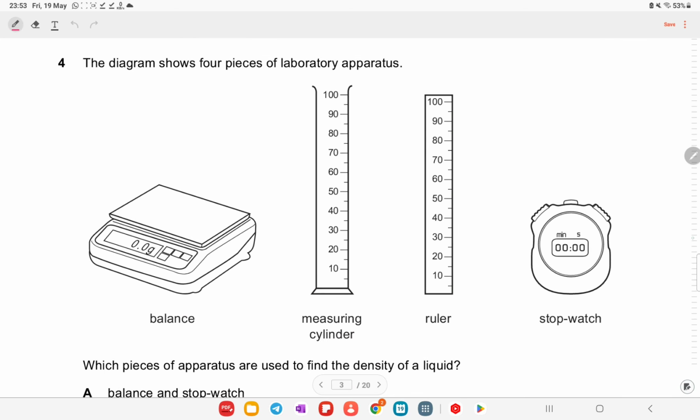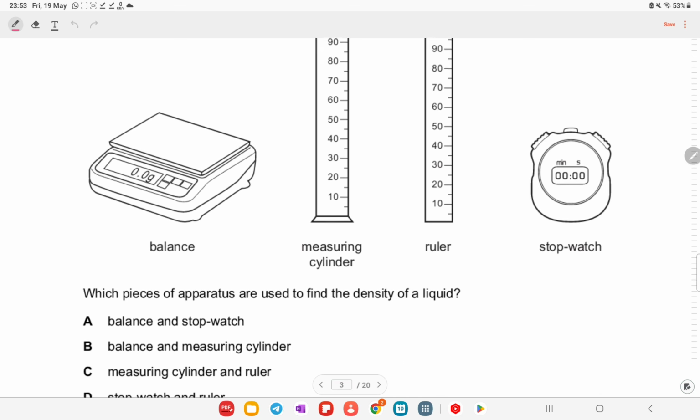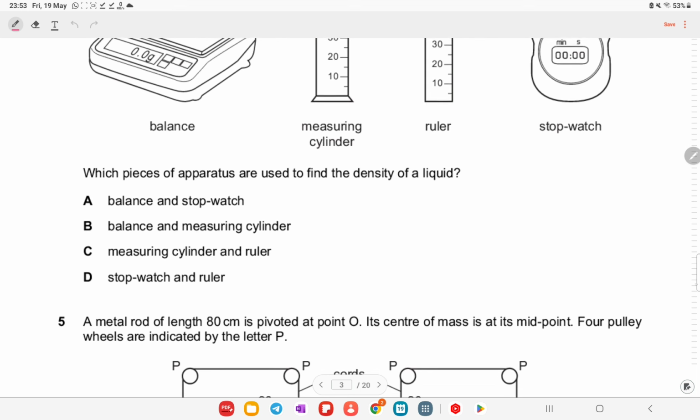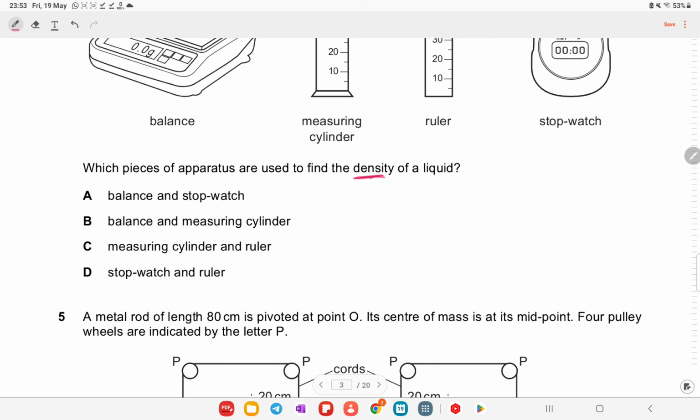Okay, moving to the next question, and it states that the diagram shows four pieces of laboratory apparatus or equipment. So, which pieces of equipment are used to find the density of the liquid? So what we need is to find out the density. Okay, so stopwatch cannot be possible because the density is equal to mass over volume. So for mass, you need the balance, and for volume you need measuring cylinders. So let's see. So option B is the right answer. Again, ruler cannot be used, and this is stopwatch, and this cannot be used.